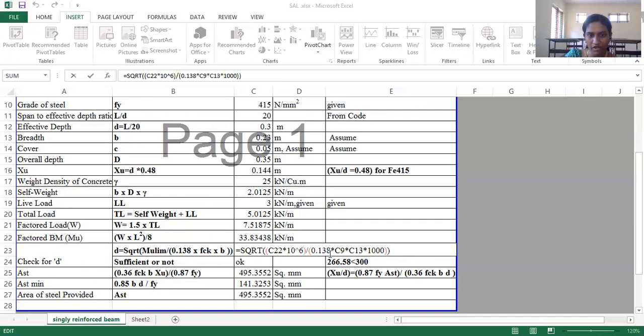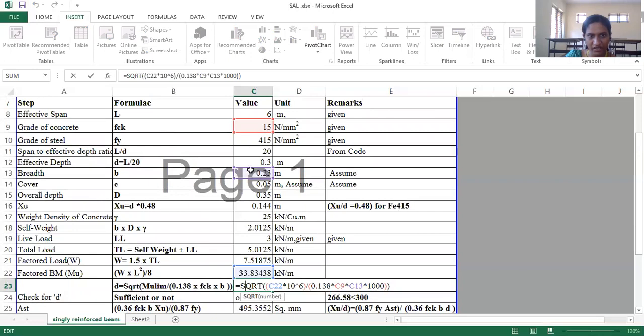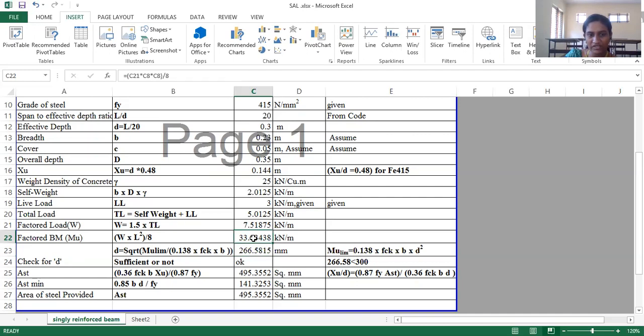Next, divided by 0.138 into C9, which means FCK, and C13, that is the breadth B into 1000. I have taken 1000 because this is in terms of meter, and I am converting this breadth B into millimeter. Everything should be substituted in terms of millimeter. Next, I will get 266.5815 millimeter. That is the depth required.